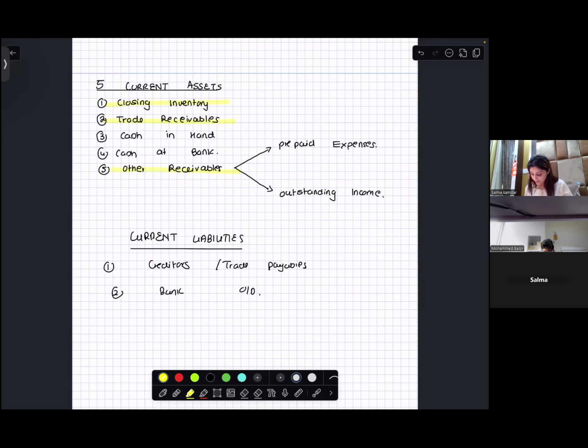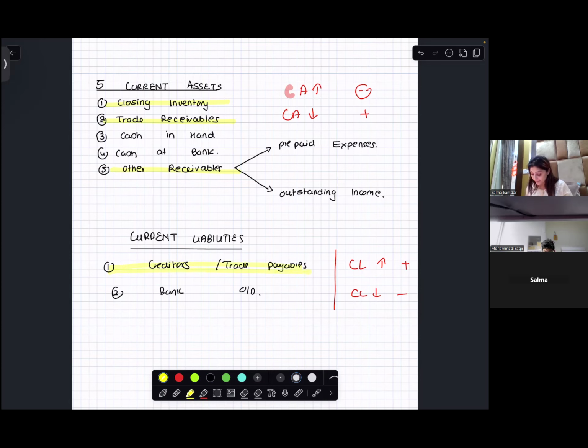If current assets increase, what do you do? It will be subtracted. And if current assets decrease, then you will add. How about current liabilities? If they increase, you will add. If they decrease, you will subtract. In this, you are only going to take into consideration the creditors and trade payables.